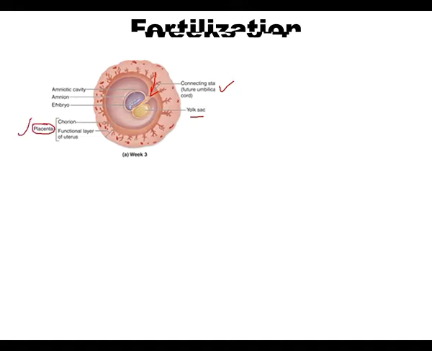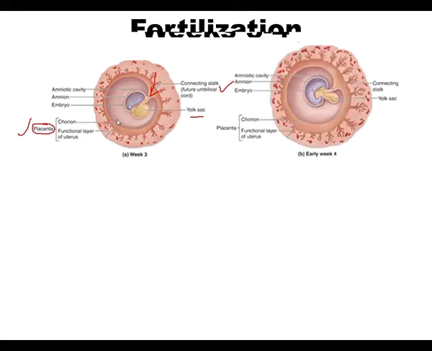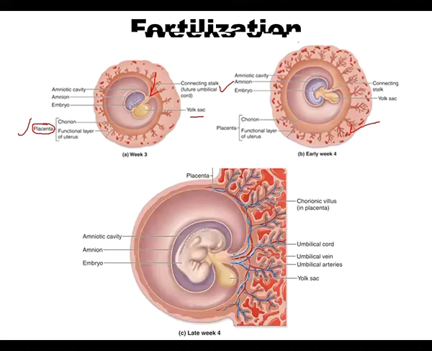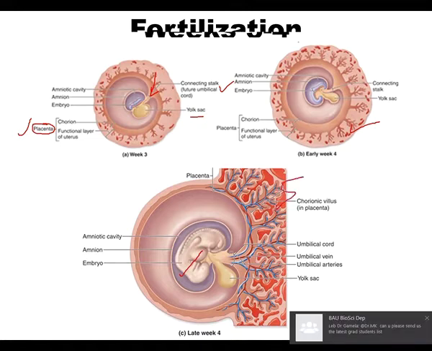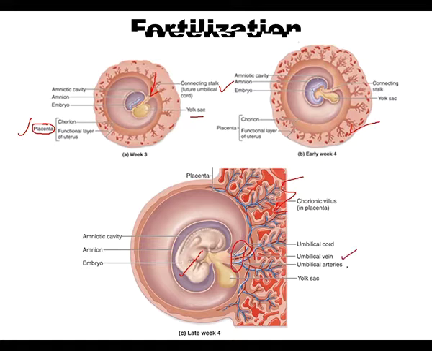placenta. Early in week 4, the embryo enlarges and the yolk sac is a little bit consumed, and the innervation and blood vessels to the uterus are increased. Soon in late week 4, you can see that the embryo is well developed, and you can see chorionic villi in the placenta, and the umbilical cord is well developed, containing the umbilical vein and umbilical arteries, and the yolk sac is still connected to the embryo late in week 4.